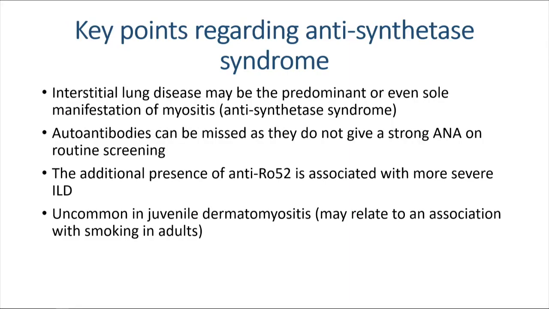And this particular class of antibodies is uncommon in juvenile dermatomyositis. In studies in the UK, we have found in adults an association with smoking. So it may be that you need a particular environmental insult that's not present in children to actually generate these particular antibodies.